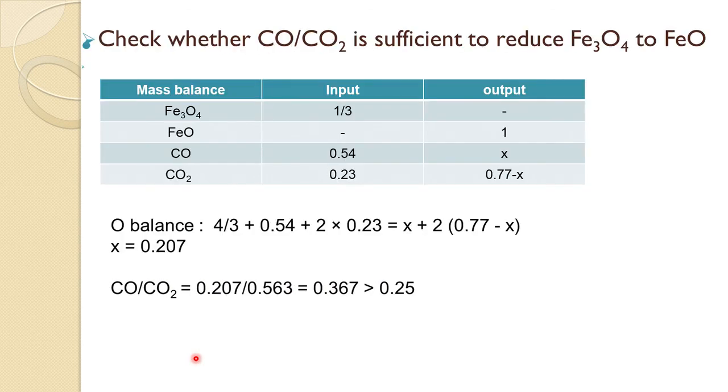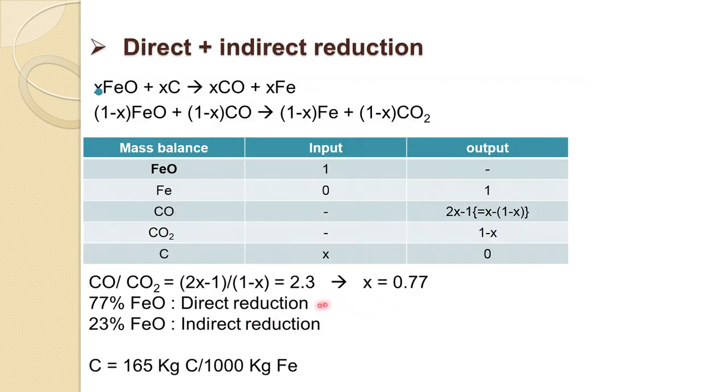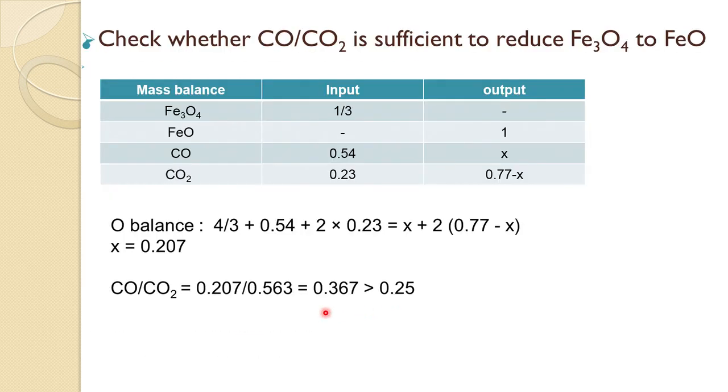So now, again checking whether whatever we have discussed, this CO/CO2 is sufficient to reduce magnetite to FeO. We can do the balance based on what we quoted here, 0.77 and 0.23, then it should be the CO2. So this balance can be easily done as we have done before. So I will not go much into the detail.